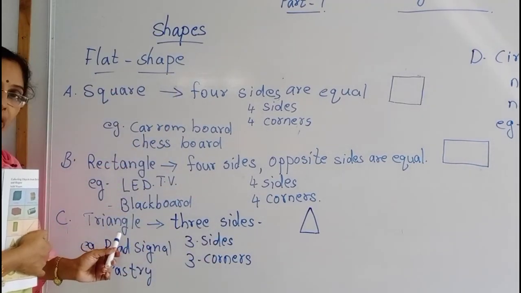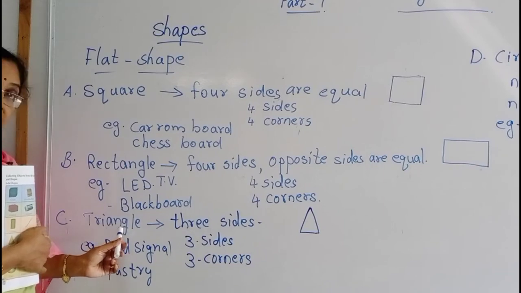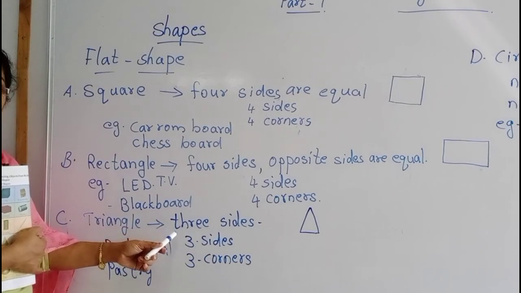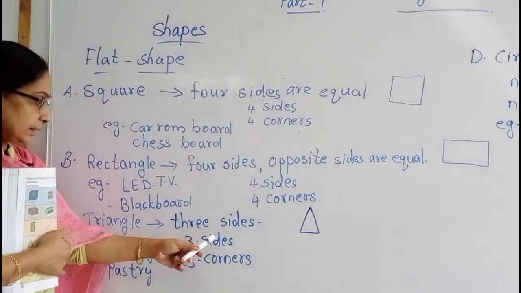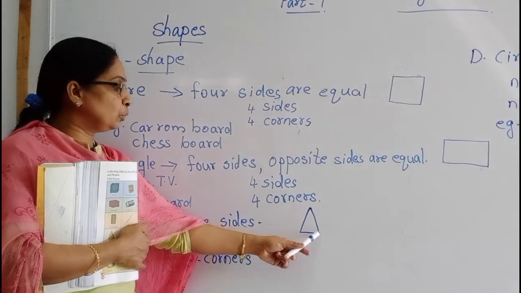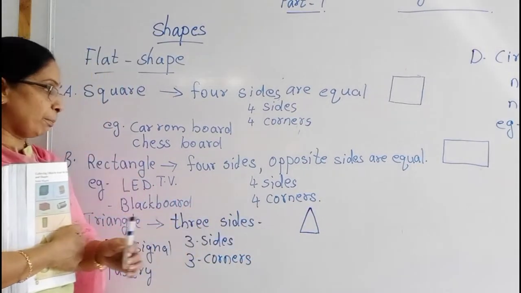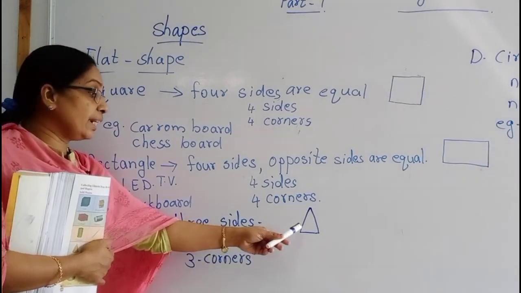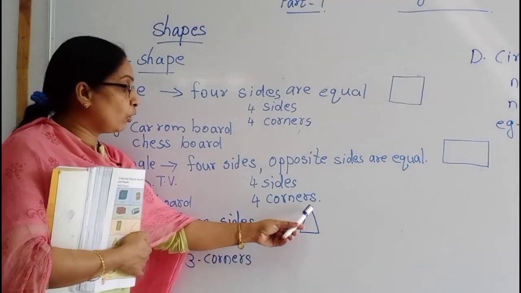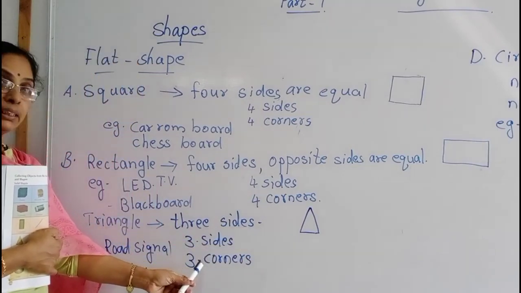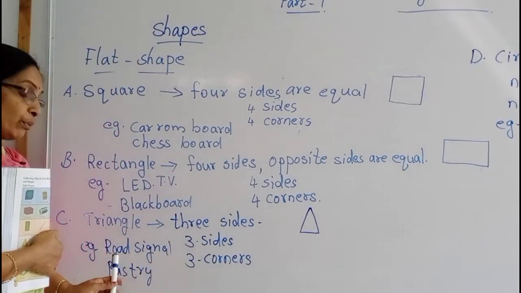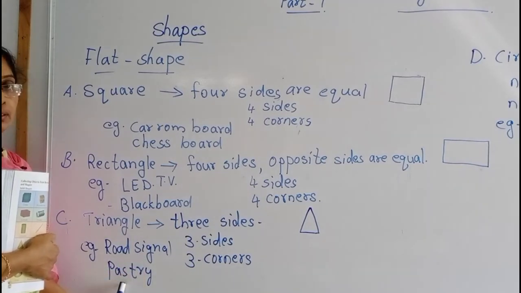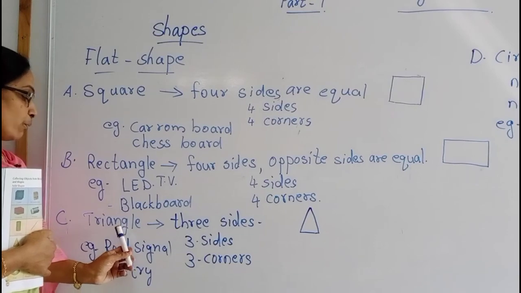The next, triangle. Tri means three. It has only three sides. It has no four sides. Only three sides. See, children, 1, 2, 3. Three sides. This is the shape of triangle. And it has three sides and three corners. The examples are road signal and pastry. These also are in the shape of triangle.